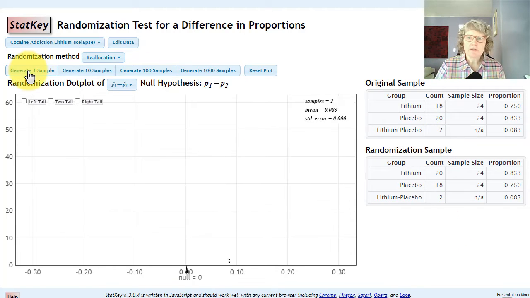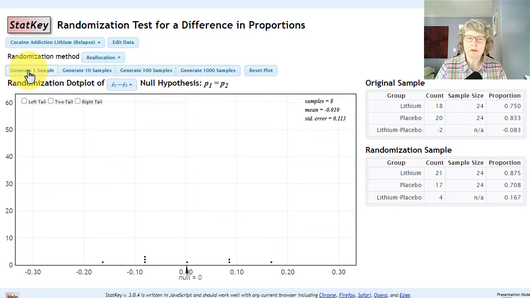So let's generate another sample. Let's do a few of these. That one came out the exact same way, just by chance, right? I'm sure we're going to get something that's not 18 and 20 or 20 and 18. There we go, now we got a 17 and a 21, again just by reshuffling all the 48 people, assuming there's no effect. Now we got exactly 19 and 19, and so you see that is right on the null of 0, 0 difference. Okay, is this making sense to you?